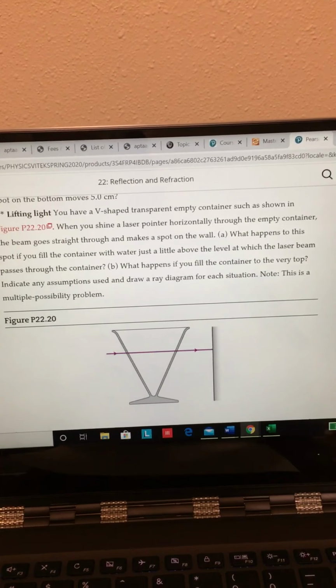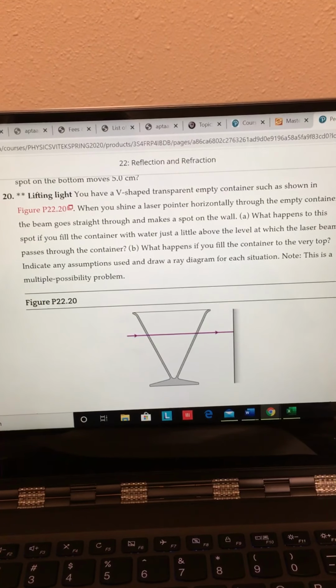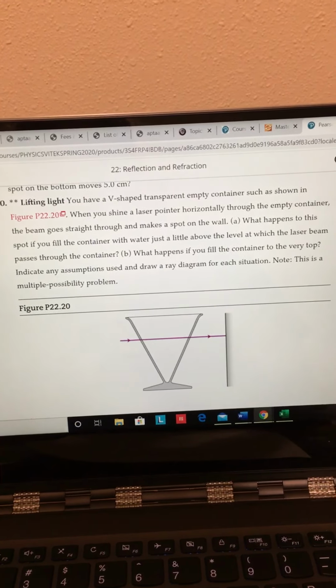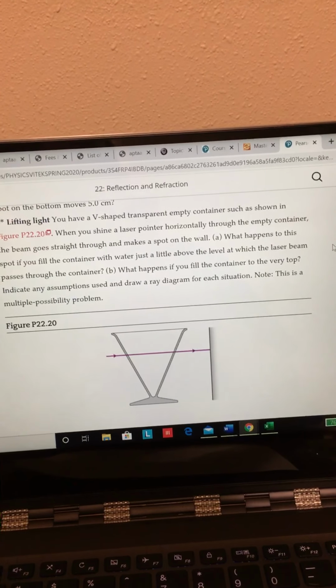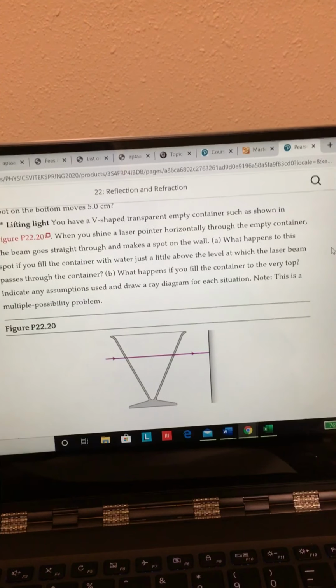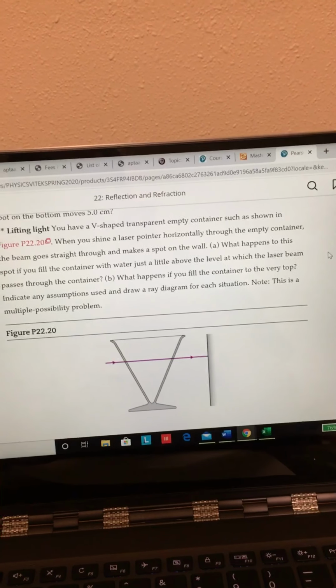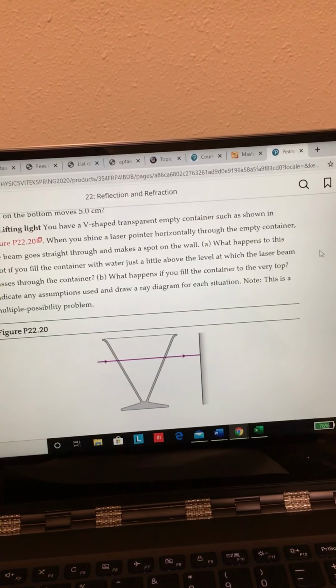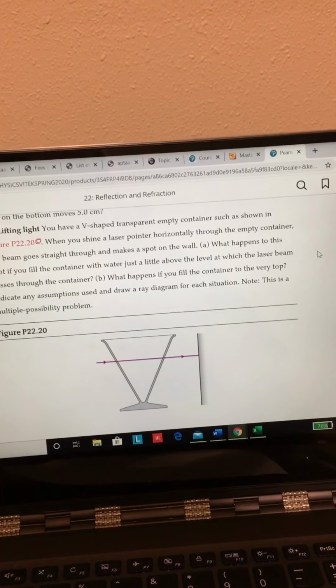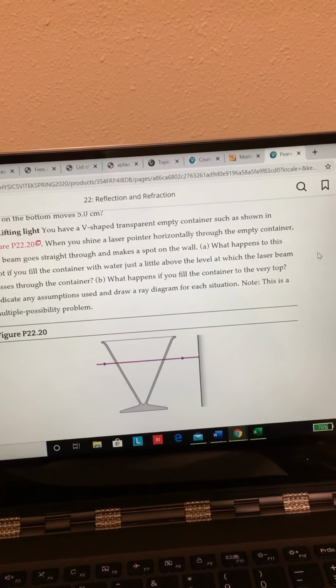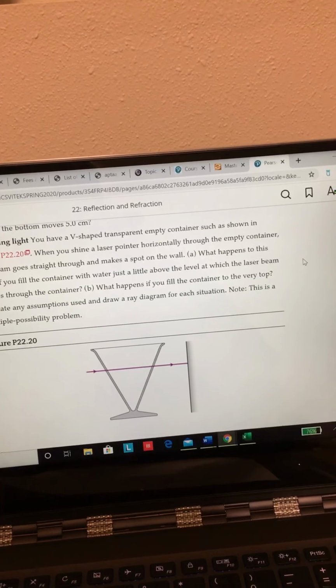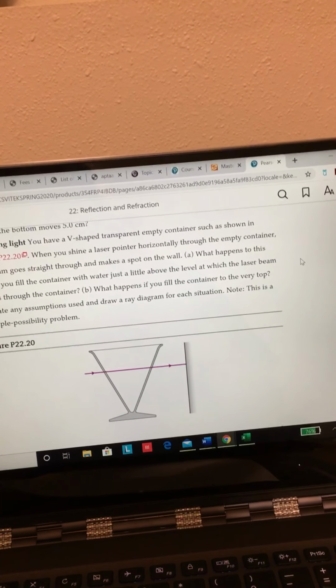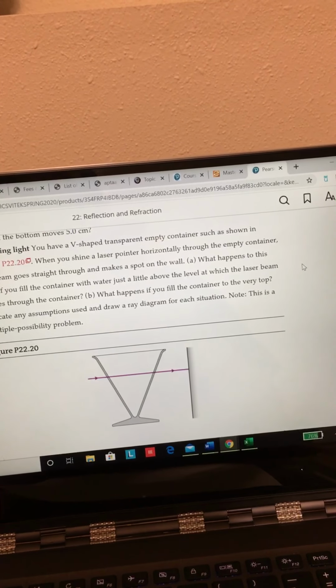So to solve these, I used the concept of refraction when a light passes from one medium to another. If a light ray passes from the rarer medium to the denser medium, the refracted ray bends toward the normal in the medium. And if a light ray passes from the denser medium to the rarer medium, the refracted ray bends away from the normal in the medium. One assumption that I made was that the sides of the container don't affect the laser beam path, and I made this assumption since the laser beam passes straight through the empty container.